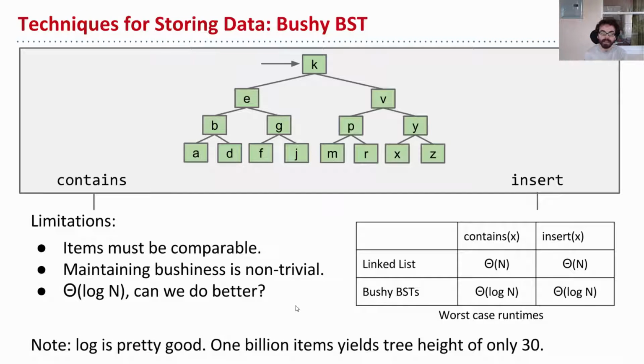Now I'll make a note that log is actually very good, right? We shouldn't be like, oh god, we have to wait for this log thing. Because even if you have a billion items, which is about as big as a tree as you could build in Java without resorting to strange measures, it would yield a tree height of only 30. So 30 is not bad. If I have to walk down 30 levels of a tree to get something, it's worse than one level, but it's still not bad. It's not like a billion, right? So log is very fast, but it is interesting to wonder whether we can do faster.